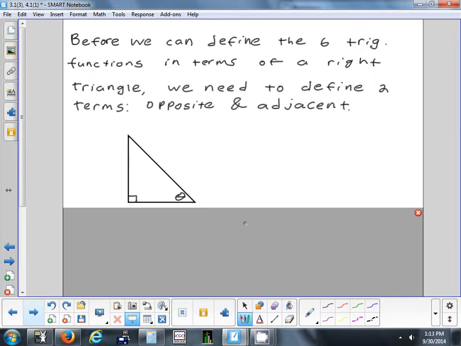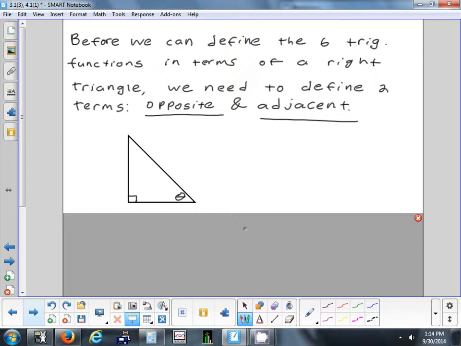So what we're going to be doing is we're going to define our 6 trig functions, just like we did with unit circle trig. Except this time we're not going to define them in terms of a circle. We're going to define them in terms of a triangle. But before we can do that, there's 2 terms we need to understand what they mean. Opposite and adjacent. Did anybody ever use these 2 terms in right triangle trig before? A couple people? Okay.